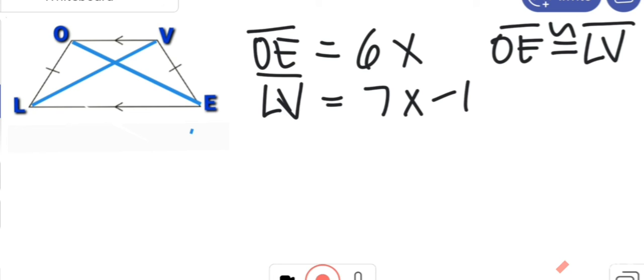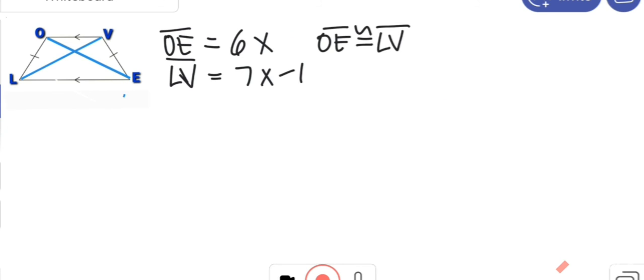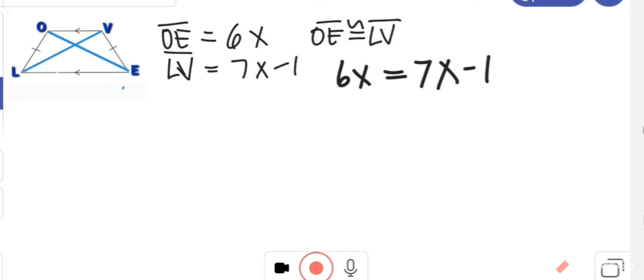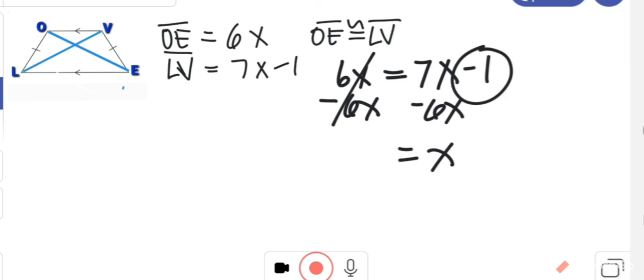Diagonals of an isosceles trapezoid are congruent. So let us substitute. OE, 6x, is equal to LV, 7x minus 1. Combining like terms, by the addition property of equality, we have here minus 6x. So we now have x, and then this one minus 1, so plus 1 on both sides. So x is equal to 1.